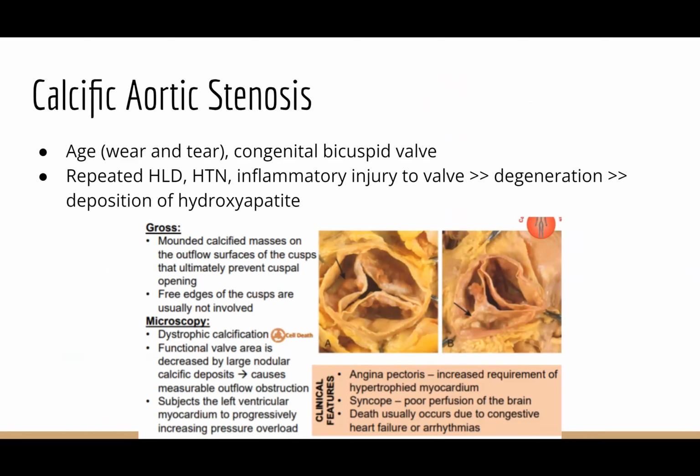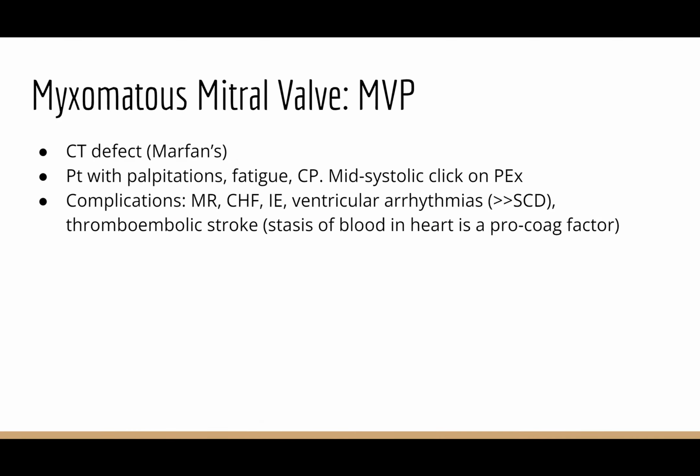So what are you going to see? These calcified masses on the outflow surfaces of the cusps, but the free edges are not involved. I feel like that was something that they hit on for us. And then the clinical features down there, you have this triad of chest pain, syncope, and I can't read the last one there because my Zoom is blocking it off. But that's your clinical presentation if they start talking about this. Congenital bicuspid is a risk, or wear and tear.